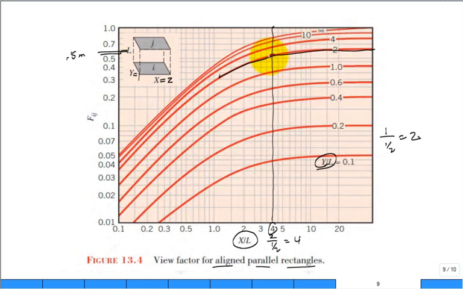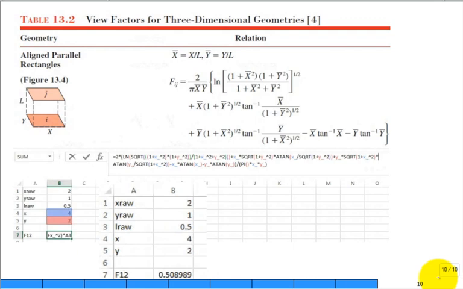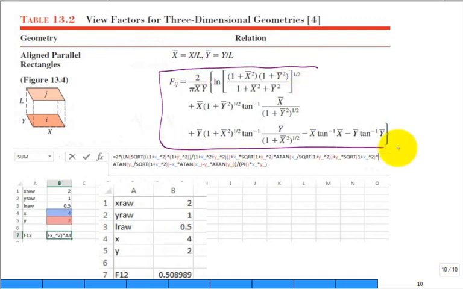Where they intersect, and you just read off, and it's slightly over 1/2. So for that orientation and separation and size of plates, basically the view factor is 1/2. You say, I think we can do better. Well, here is the view factor given in equation form for this problem.